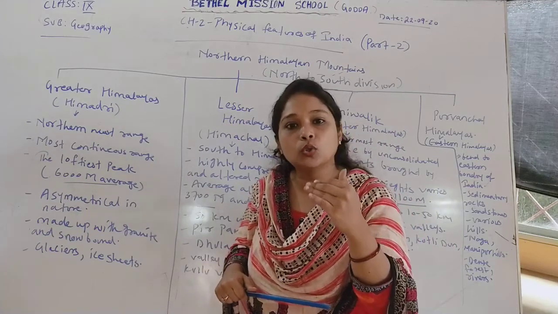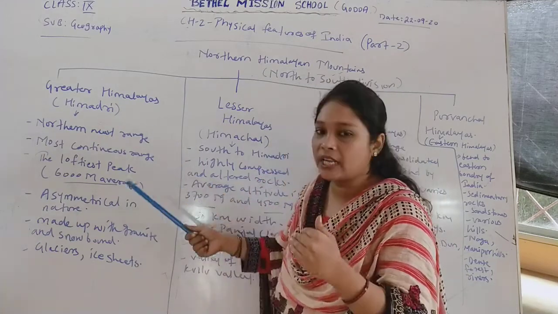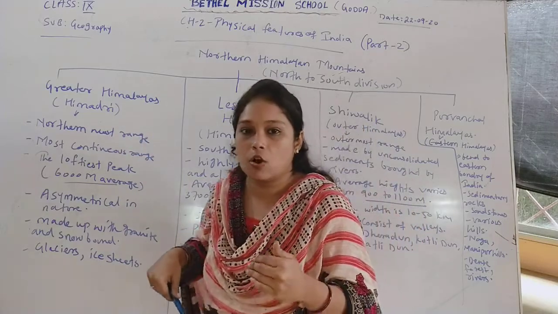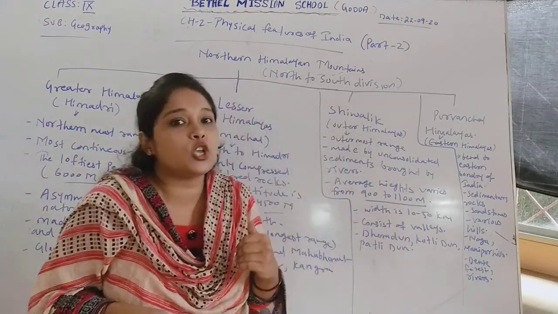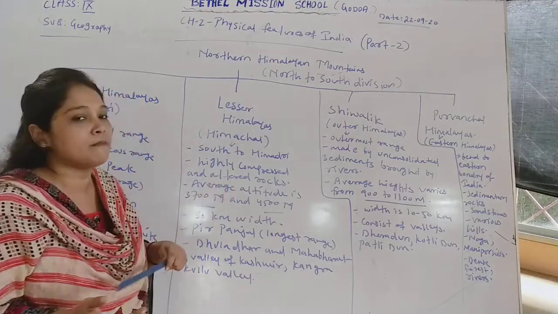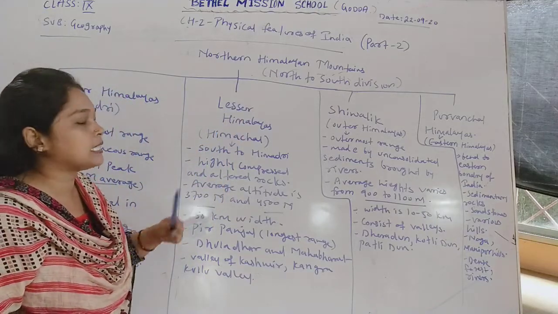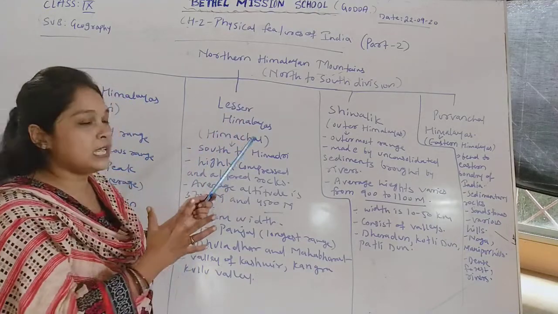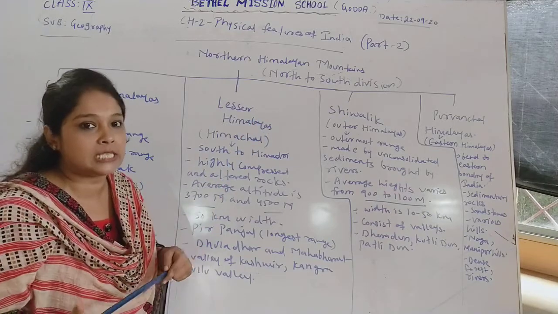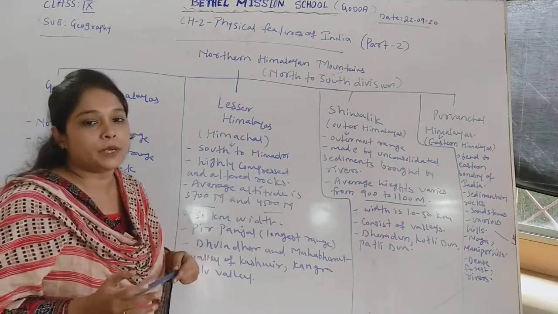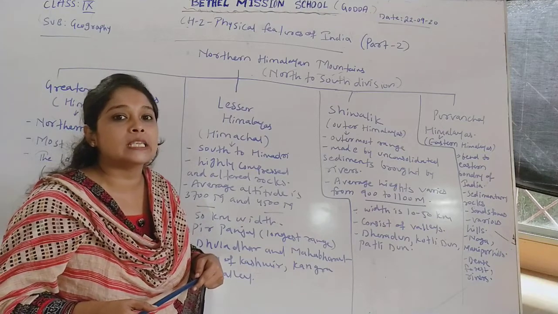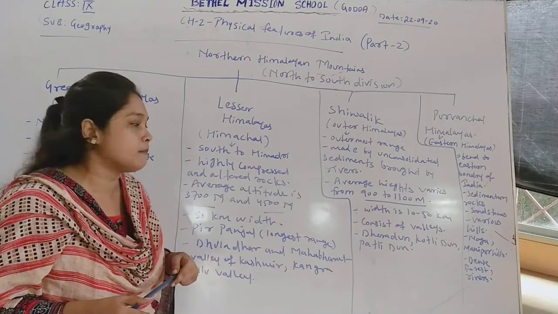Now when we come down from Greater Himalayas, the next highest peak of Himalaya is called Lesser Himalayas. It is also called Himachal because most of the Lesser Himalayas lies in Himachal Pradesh. That is why it is also called Himachal Himalayas or Lesser Himalayas.